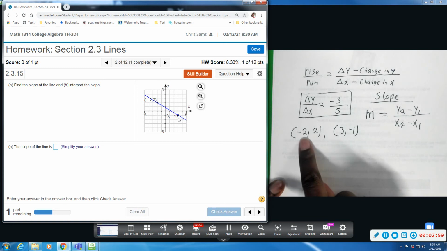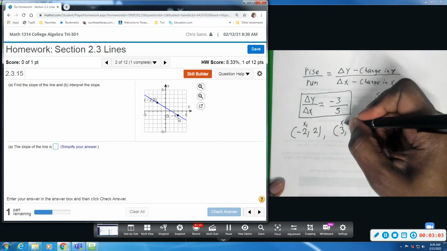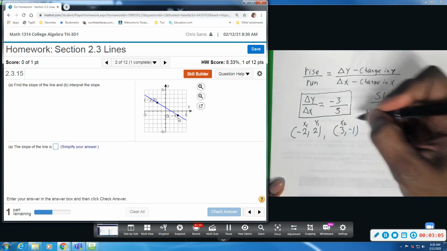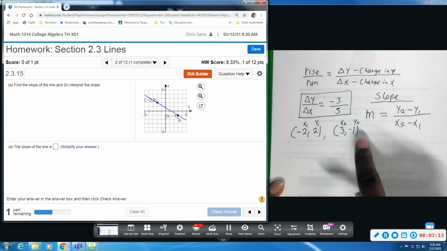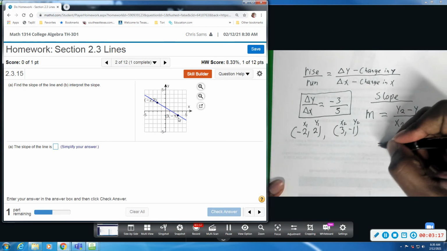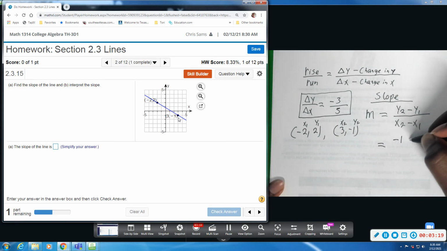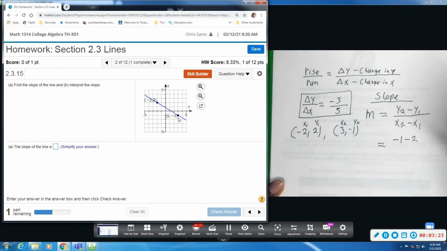Alright, we're going to plug those in. We'll call this x1, this is x2, y1, y2. Remember, ordered pairs always go x first, y, alphabetical order. This is the first, this is the second. Alright, so it's going to be a -1 minus 2. When I plug it into the slope formula, -1 minus 2. That minus because we already had that minus there.